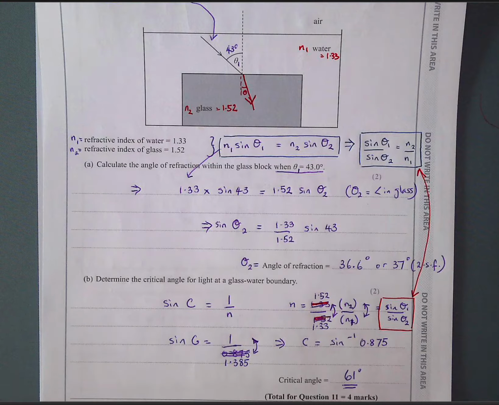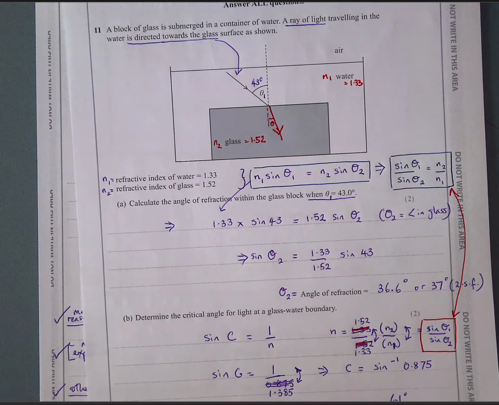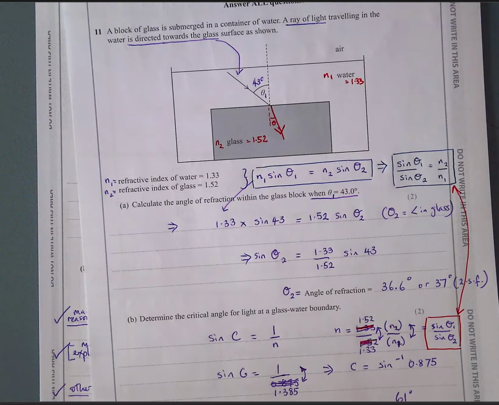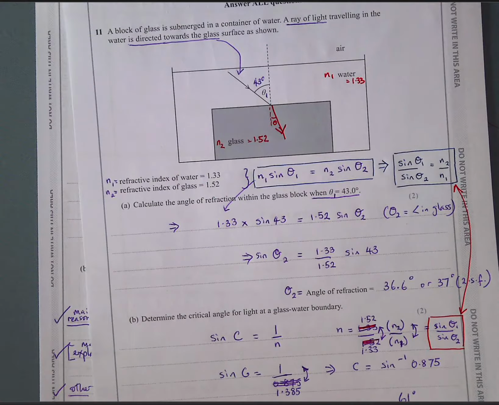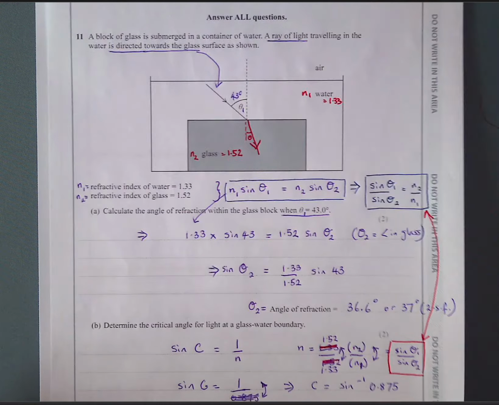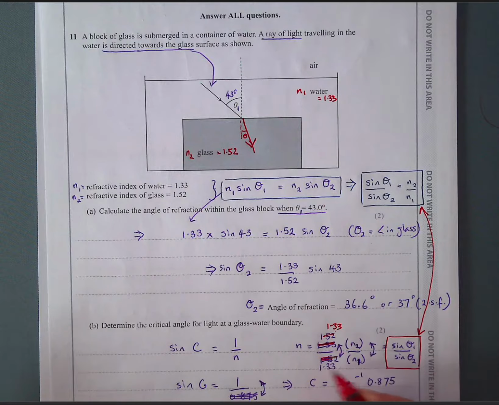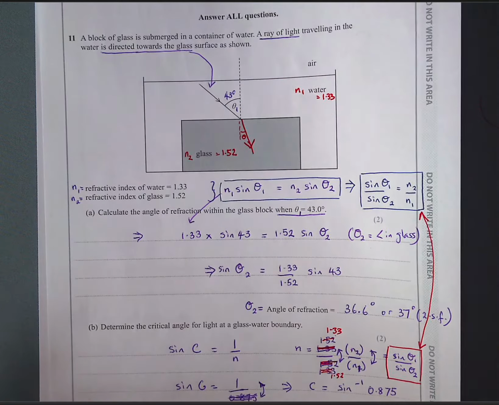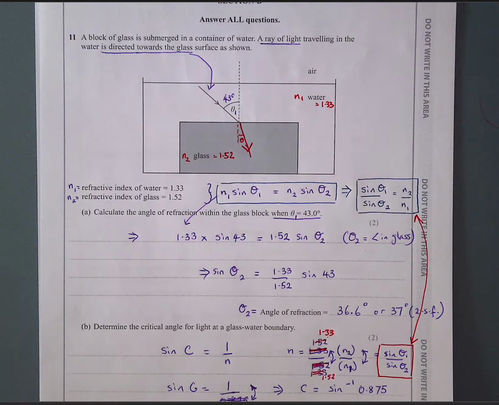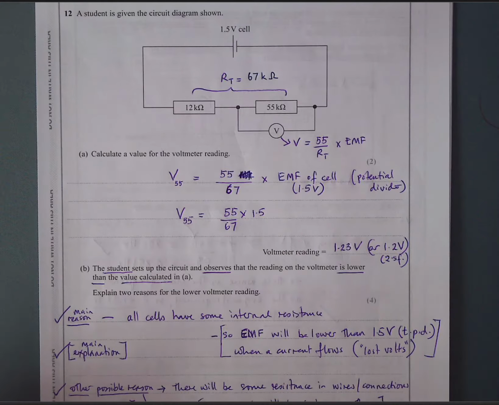Okay, that's question 11. Yeah, that is 61 degrees, so it should be sine of 1.33, so this one should be 1.33, and this one should be 1.52, yeah, so it's 1 over n, yeah, so that's how you get the answer to be correct, 61 degrees, okay, apologies for any confusion on that.